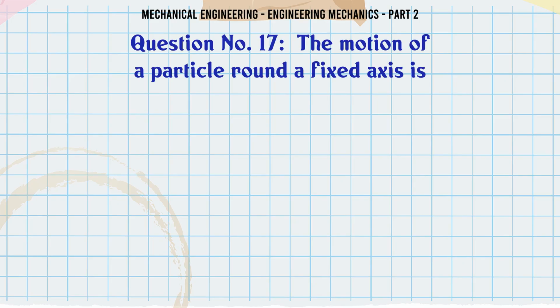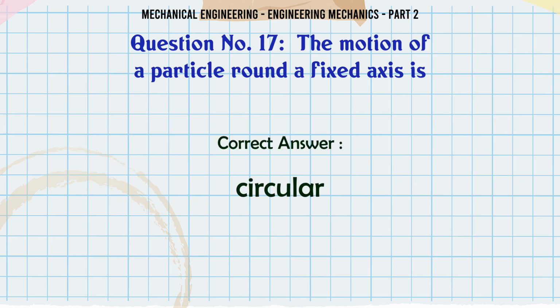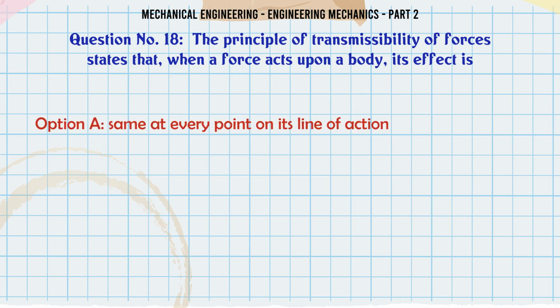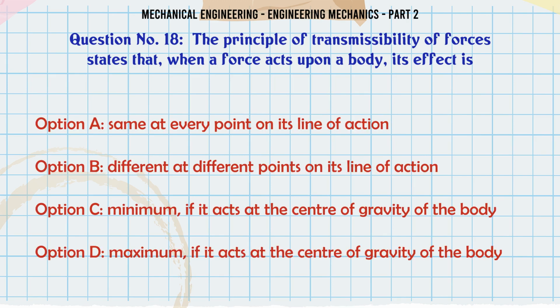The motion of a particle round a fixed axis is A. translatory, B. rotary, C. circular, D. translatory as well as rotatory. The correct answer is circular.